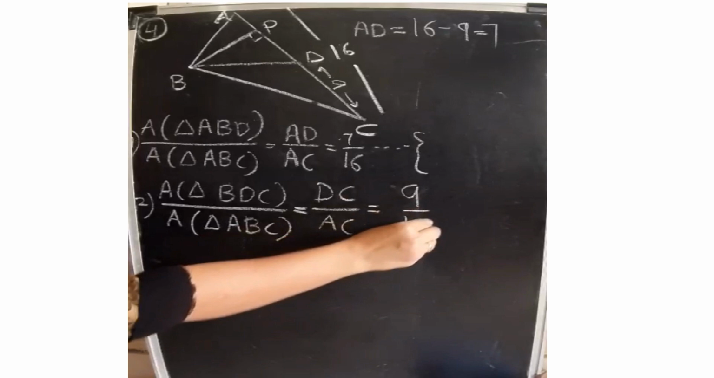Next, triangle ABD upon triangle BDC. Students have to find out. Again, these triangles have equal heights, so the ratio is equal to their corresponding bases. The base for ABD is AD and the base for triangle BDC is DC, which gives 7 upon 9. Every time you have to write down the reason for all the three ratios. The reason is: triangles having equal height.